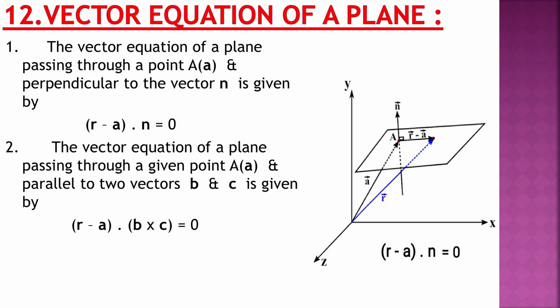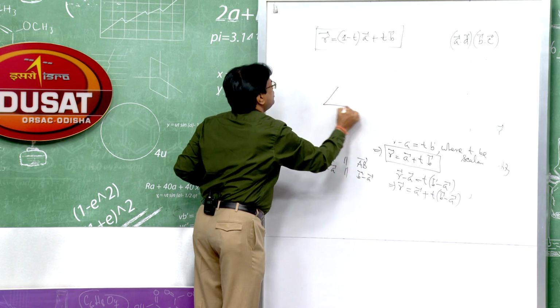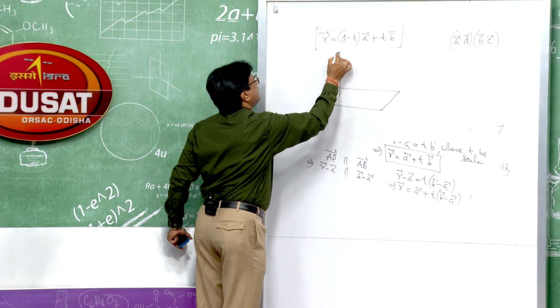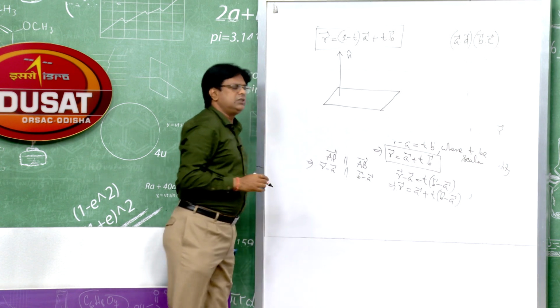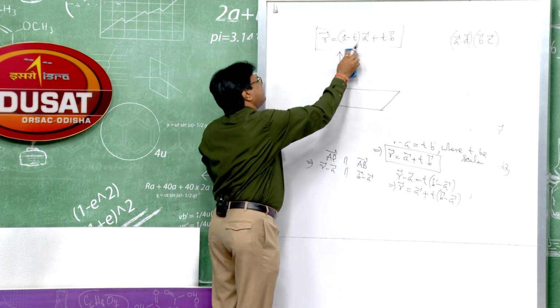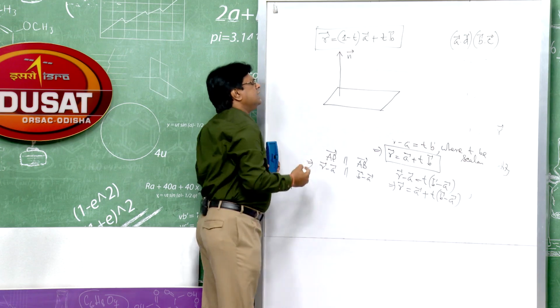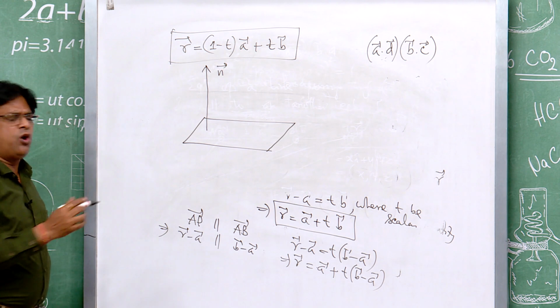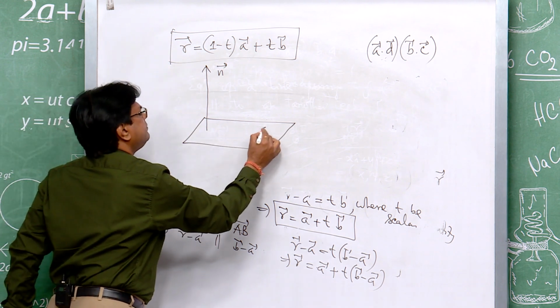Then come to the vector equation of a plane. Suppose we consider a plane, and this is a normal vector. This is a normal vector, or unit vector, or any vector. So, this plane passes through a point, suppose A.